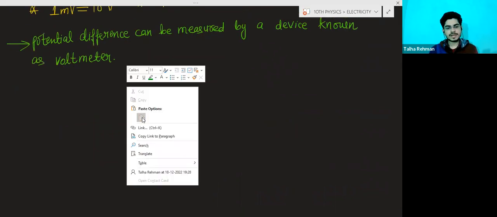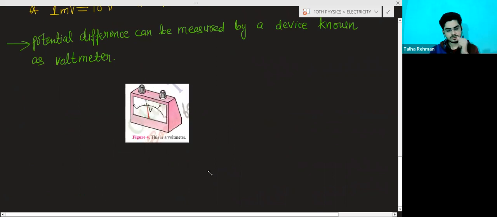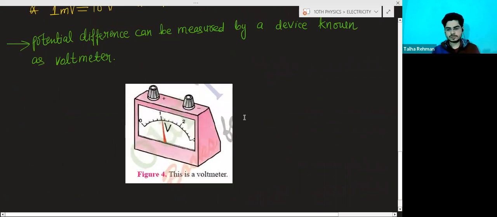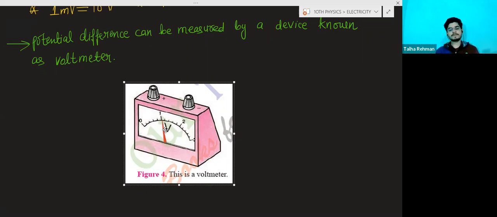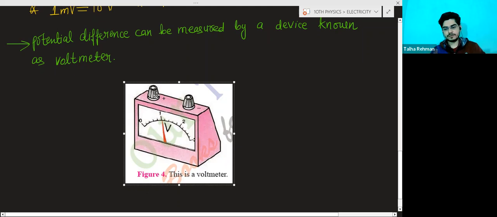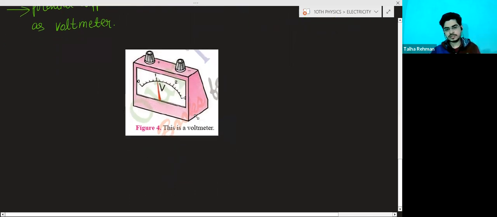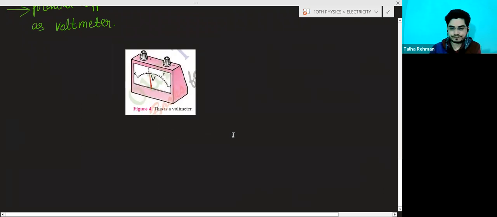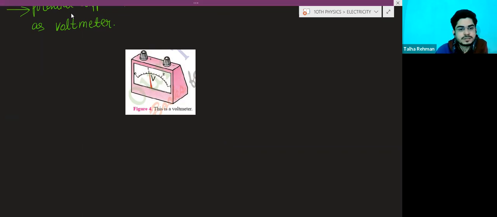So the voltmeter looks something like this. Basically, this is the meter here. This needle will show deflection, and due to that deflection, we can measure the potential difference. You will connect one wire here and another terminal or wire here. Now how will we use this voltmeter to measure the potential difference?